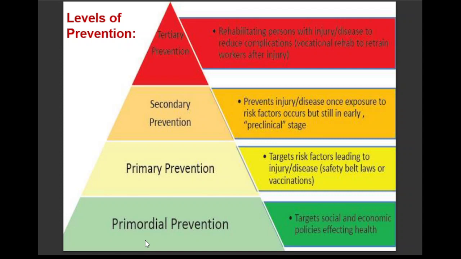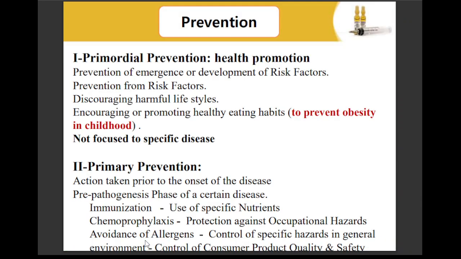And the tertiary preventions, as it says, involve rehabilitating persons with injury or disease to reduce the complications, and doing other things at the higher levels. So primordial prevention we have seen. Then primary prevention is action taken prior to the onset of the disease. It includes immunizations, so vaccinations and all these things we can do. Chemoprophylaxis, that is protecting the people, so we ask them to wear a mask. The healthcare workers are advised to wear PPE. Then avoidance of allergens, so we should avoid direct contact with the causative agents.